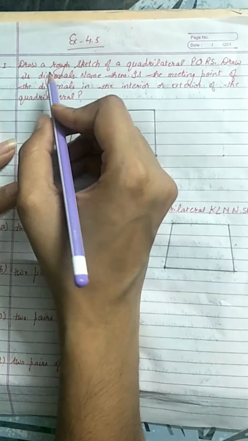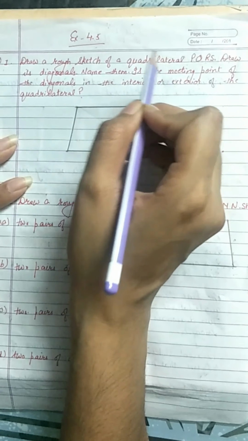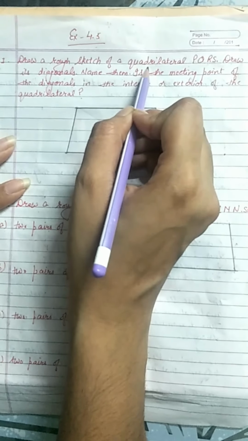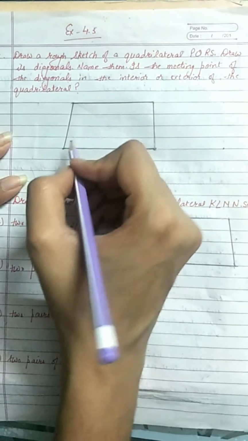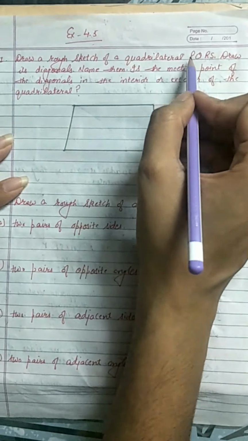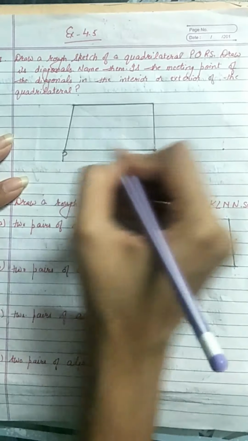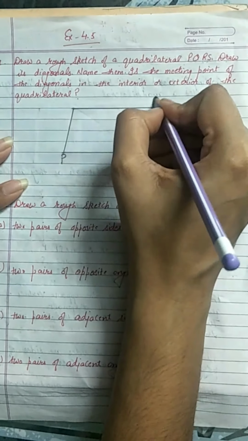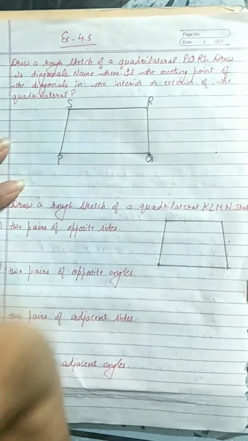What is the question saying? Draw a rough sketch of quadrilateral PQRS. Firstly, do you know what a quadrilateral is? A four-sided polygon is called a quadrilateral. So here I have made one quadrilateral. We have to give a name also, PQRS. So we'll write here like this, PQRS. So PQRS is a quadrilateral.